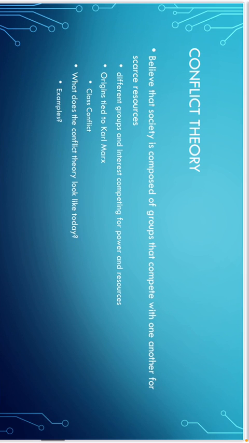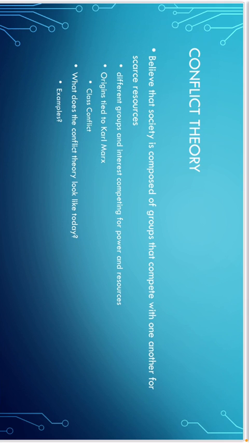All right. The final theory is called conflict theory. Now, this is going to sound familiar because of Karl Marx, if you recall, and we talked about that struggle. So according to conflict theory, society is viewed as composed of groups competing for scarce resources, right?